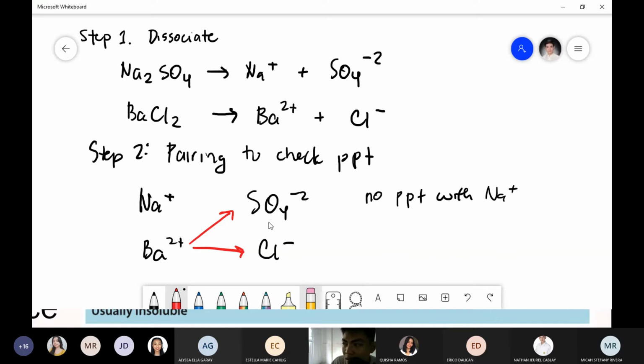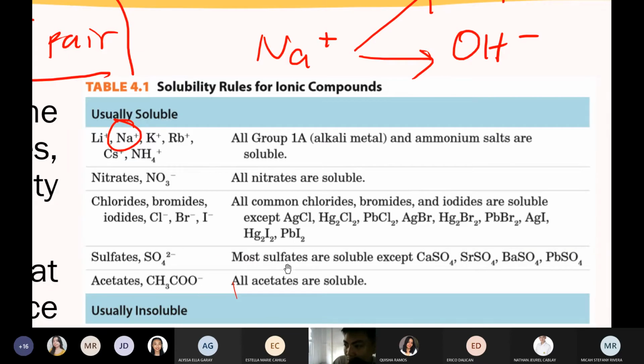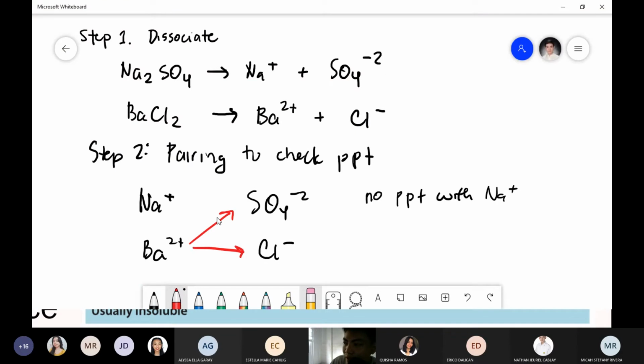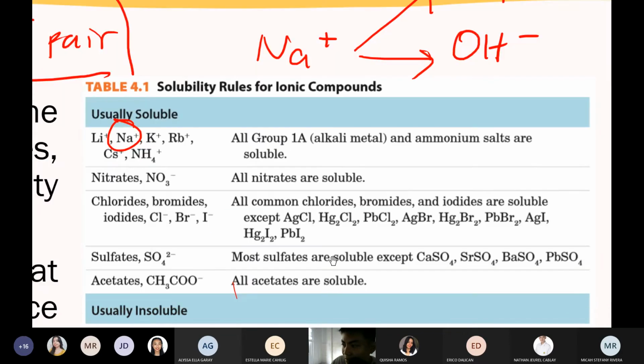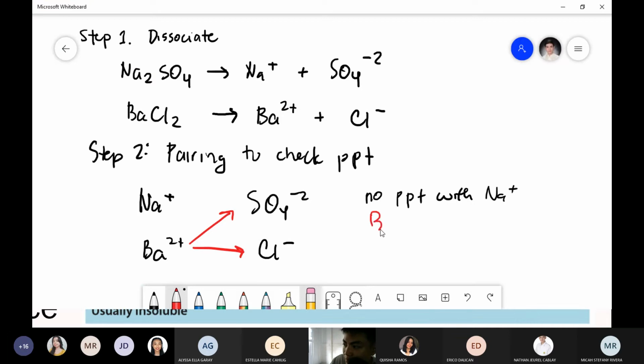Let's check SO4. Pag pinag-pair ko sila, may sinabi ba sa table? Let's look at this. Sulfates. Ano sinabi dito? Most sulfates are soluble except when paired with calcium, strontium, barium. Ayun, andun si barium. Okay? So, ibig sabihin, when you pair your sulfate with barium, insoluble siya. Kasi sabi dito they are soluble except when paired with barium. Okay? Pag sinabing except, edi hindi soluble. Okay? Precipitate yon. So, lagay ko, note ko dito, barium plus SO4 precipitate.